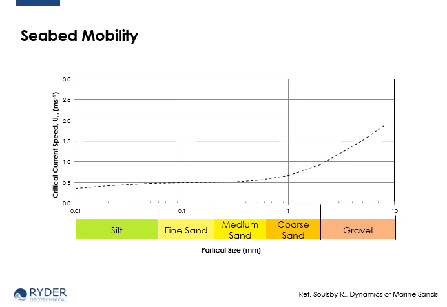A commonly used relationship between current speed and particle size is presented in this slide. This is referred to from Salisbury and many other references. As the current speed increases, larger particles are mobilized. So for example, a current speed of 1.2 meters per second is able to mobilize particle diameters up to 2 millimeters, and particles larger than 2 millimeters may remain stable.